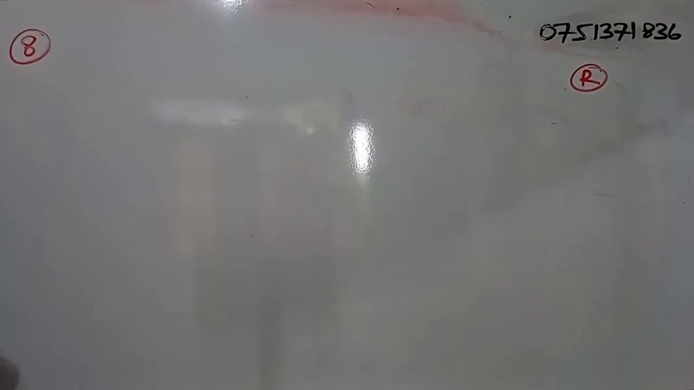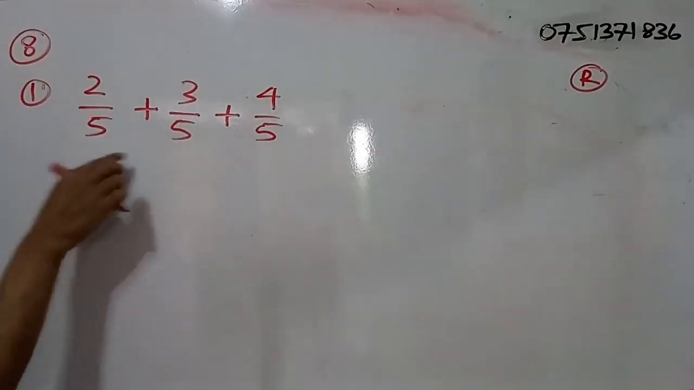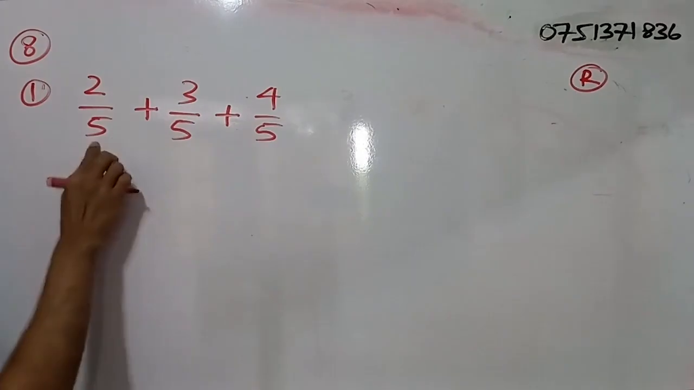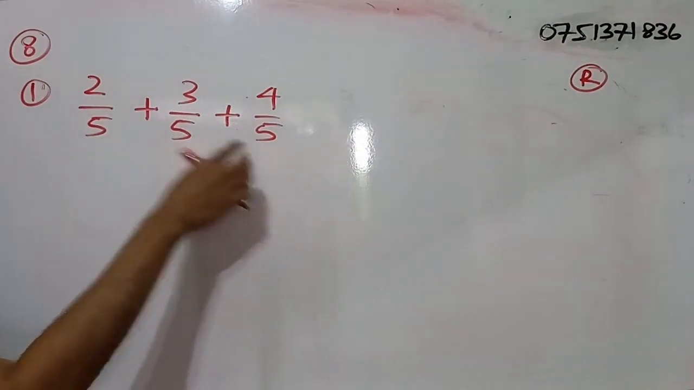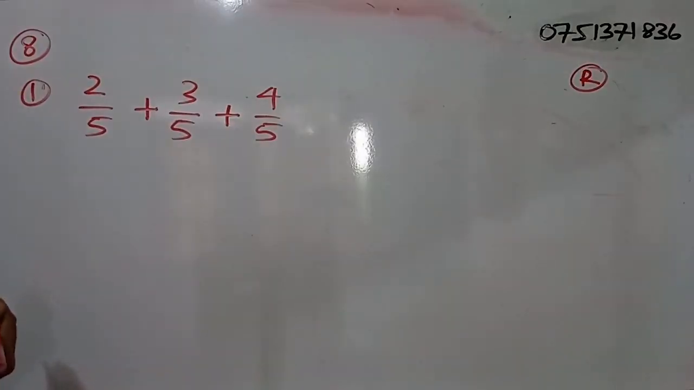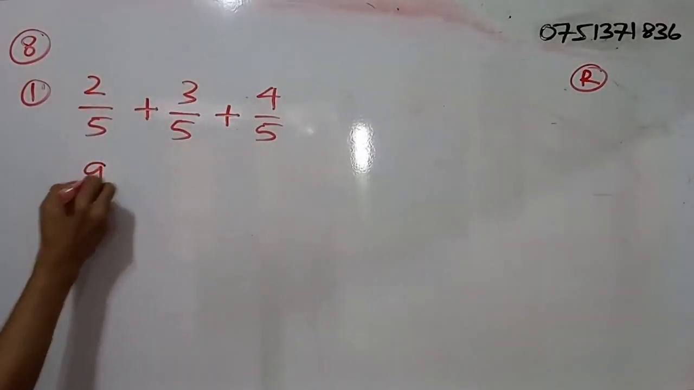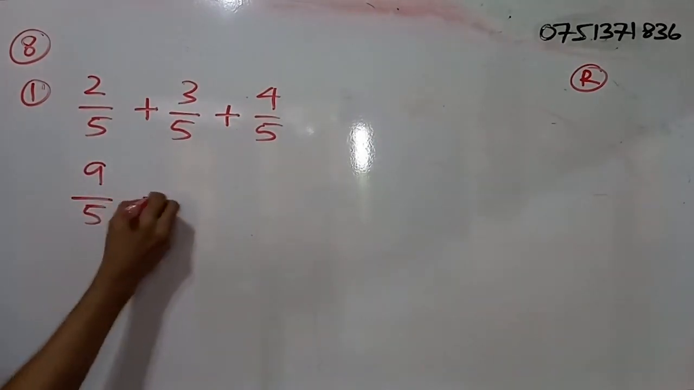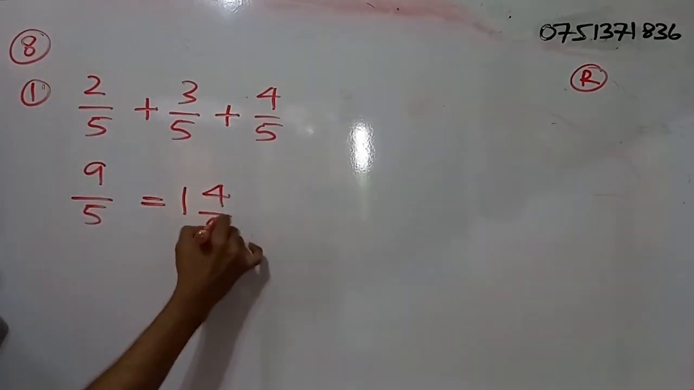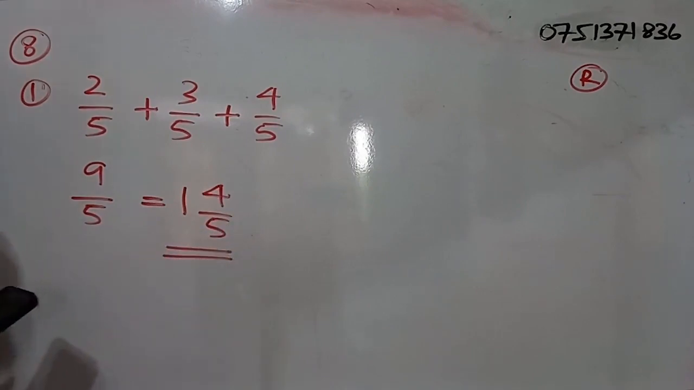Question number 8. So we have to simplify. Under that part 1, we have 3 fractions. All the denominators are the same. In this case, it is 5. So we can simply add the numerators. So 2 plus 3, that is 5. 5 plus 4, that is 9. So we have to simplify this. So what will it be? 1 and 4 by 5. So that is the answer.